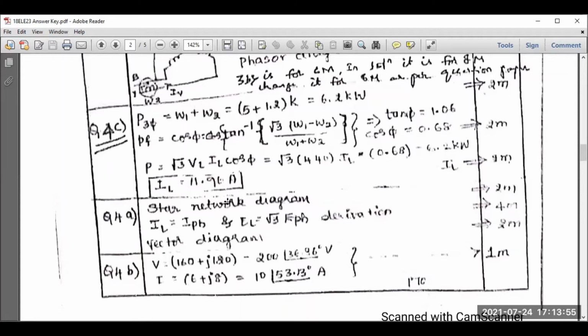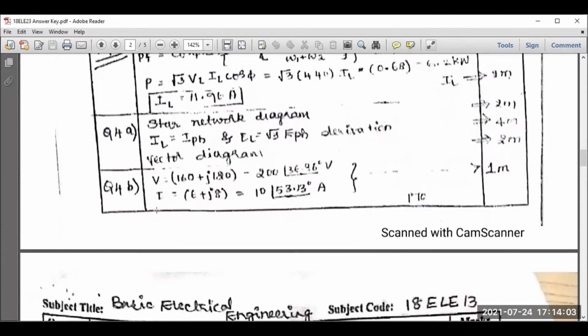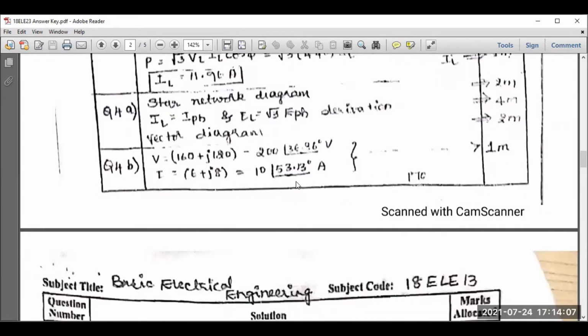A circuit diagram is a must. Later you will be able to derive. And for question number B, you can use the formula for voltage. It is expressed in rectangular form, and you can convert it into polar form.